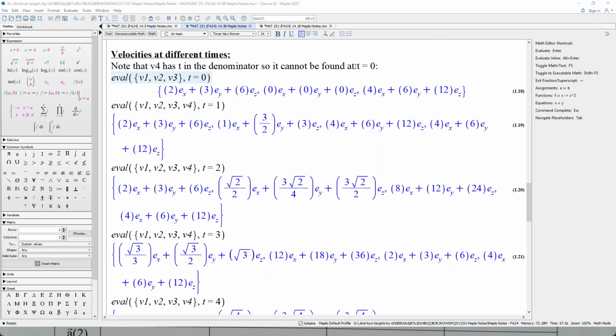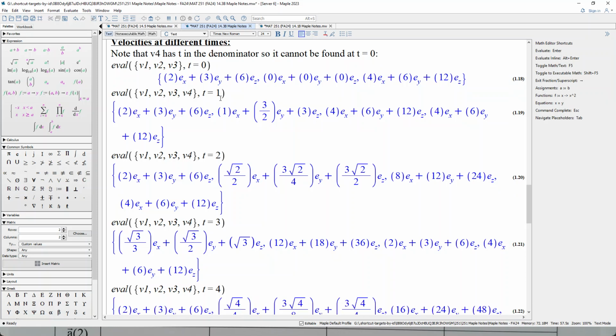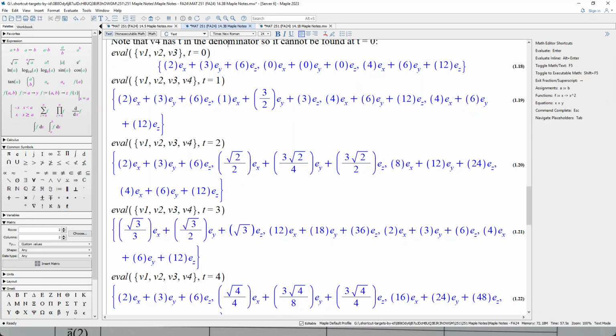And one thing to note is that the velocity had a t in the denominator, so we actually can't find the velocity for the 4th one because it doesn't exist. Well, it would be dealing with limits and all of that, so we're just going to ignore that one. So we're going to do all the other things, which are all sitting right there.